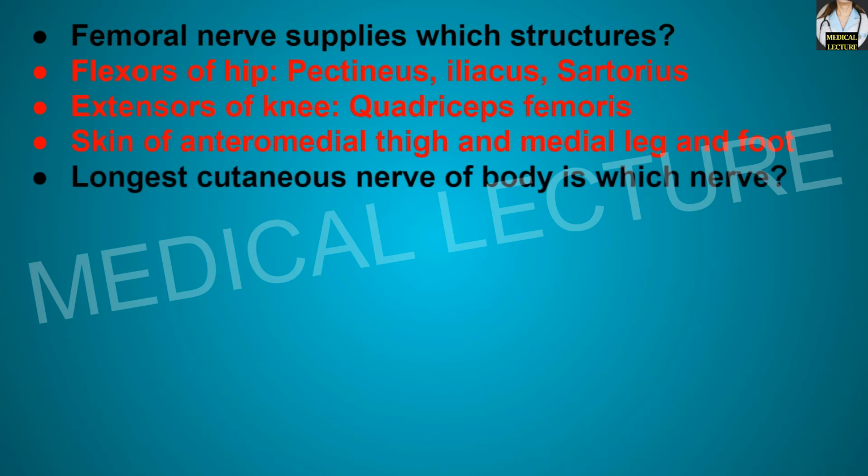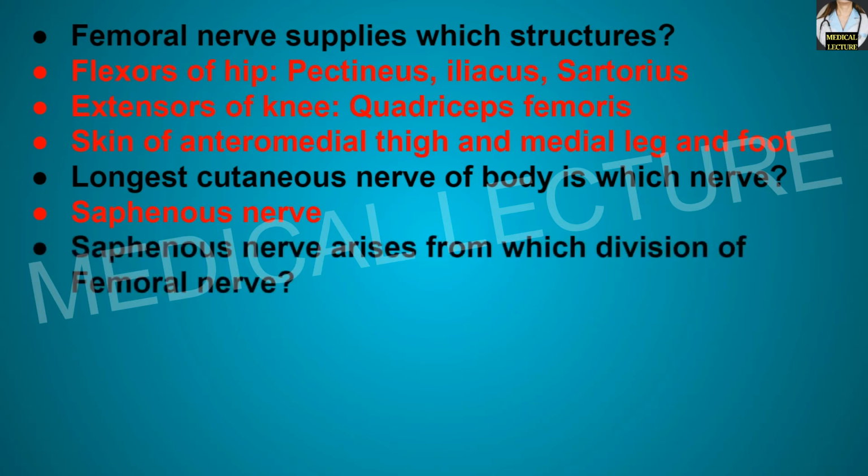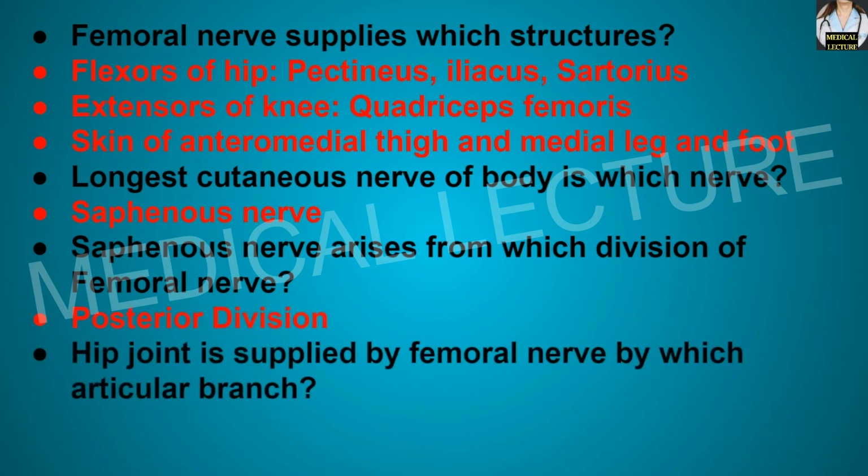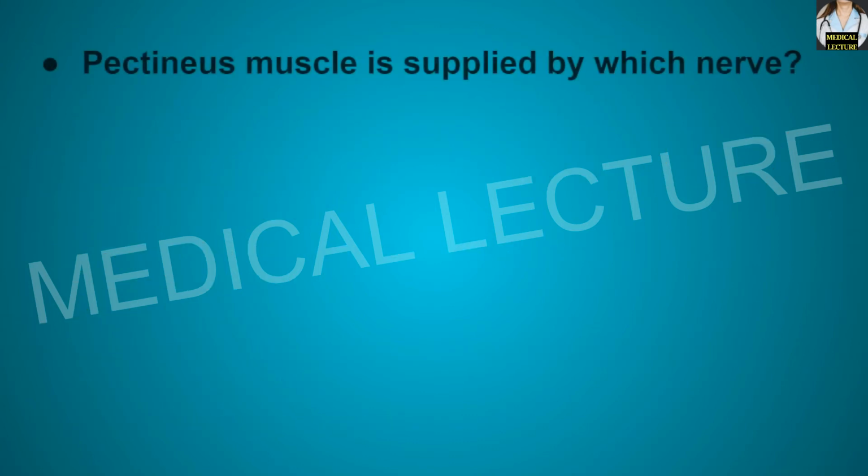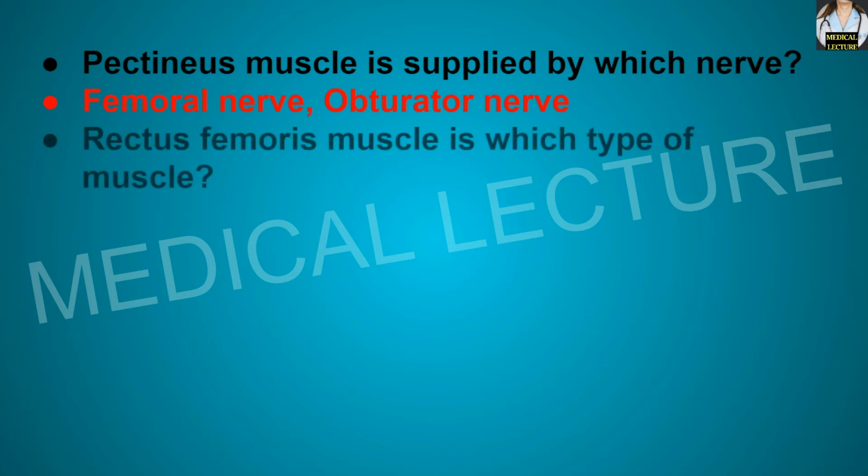Longest cutaneous nerve of body is which nerve? So, very important, it is the saphenous nerve. Saphenous nerve arises from which division of the femoral nerve? From the posterior division. Hip joint is supplied by the femoral nerve by which articular branch? By the nerve to rectus femoris. Pectineus muscle is supplied by which nerve? By the femoral nerve and the obturator nerve. Rectus femoris muscle is which type of muscle? So it is a bipinnate muscle.